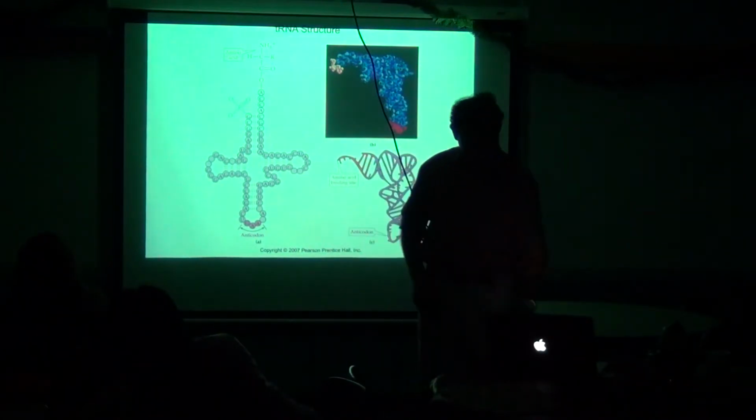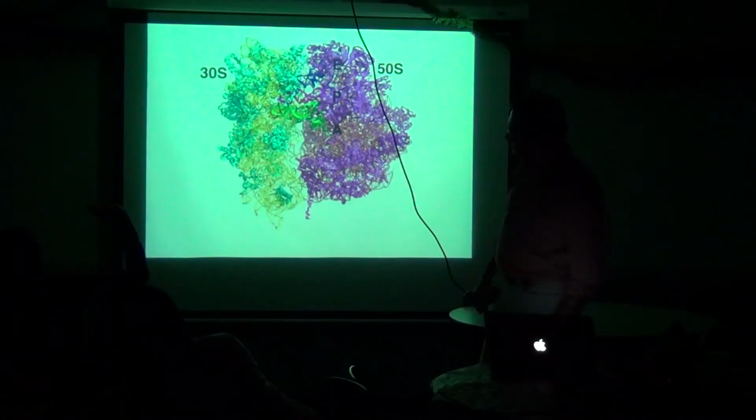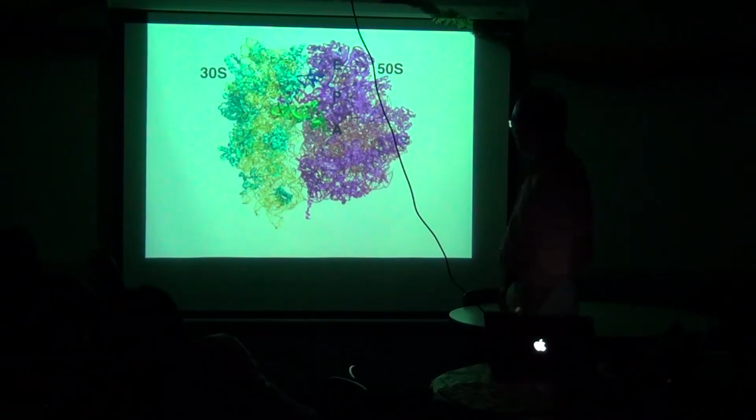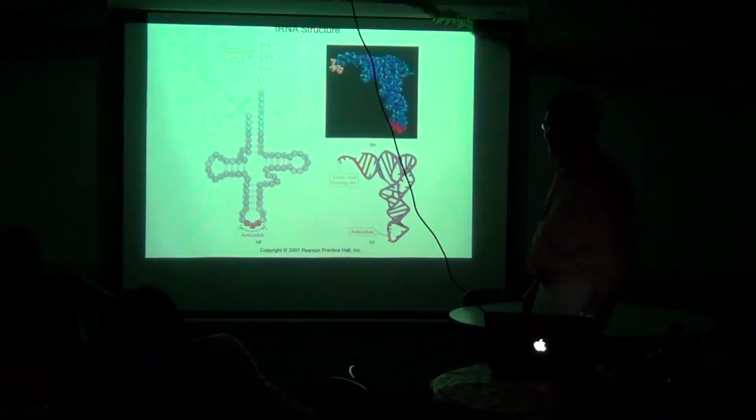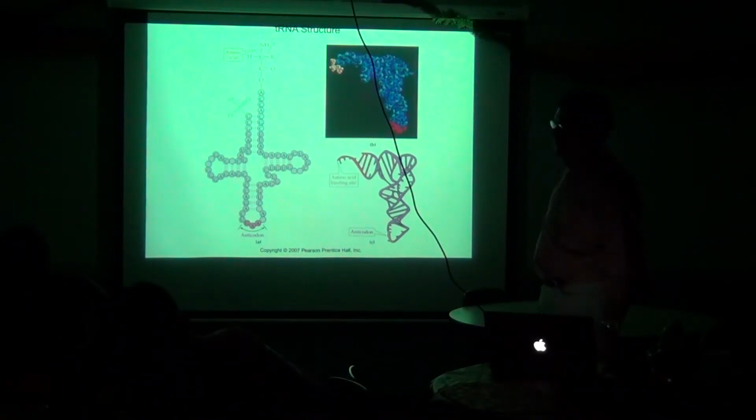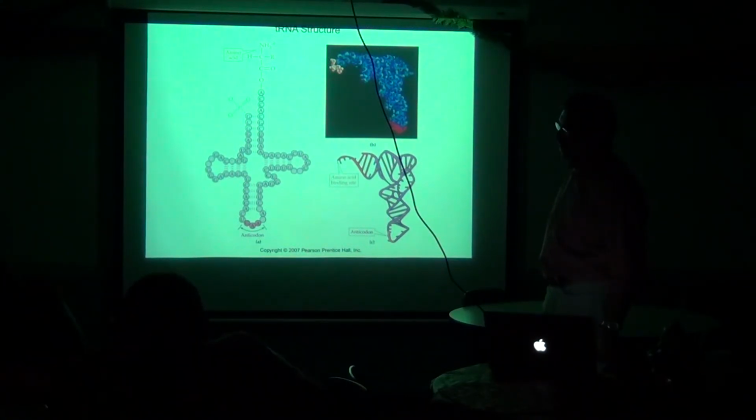So that is tRNA. This is a picture that I made of the ribosome. So ribosomes are these huge machines. The tRNA is the transfer RNA, right? T is abbreviated for transfer. M is for messenger. R is for ribosomal.